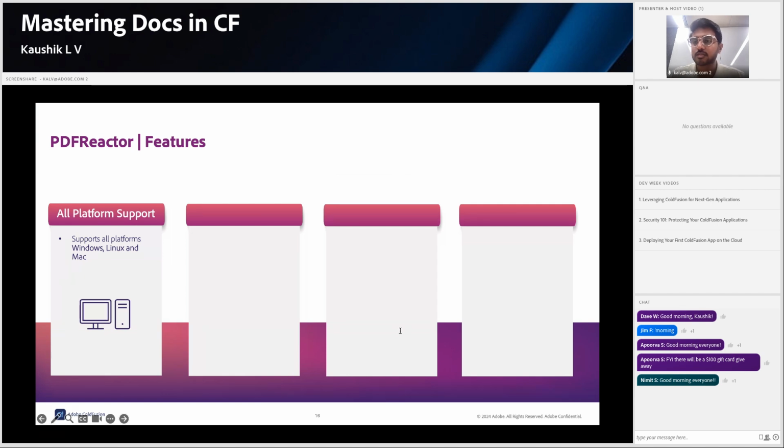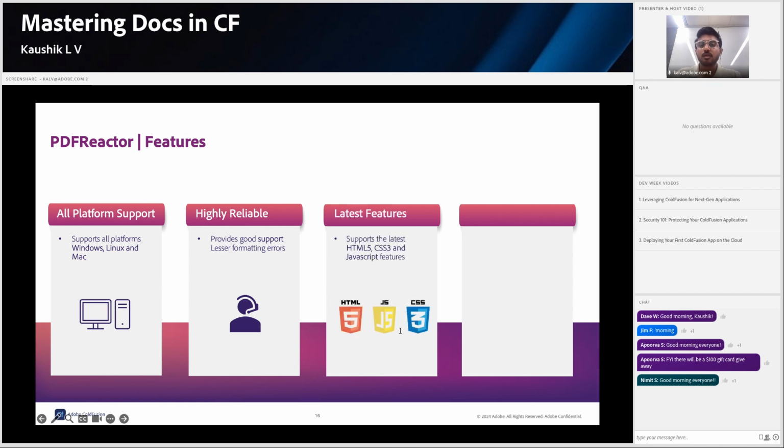So first and foremost, it is supported on all platforms, that is Windows, Linux, and Mac. It is highly reliable. They provide very good support, and it's mainly reliable because of its minimal formatting errors. So you could get as accurate a PDF as you desire. And a lot of the latest features in HTML5, CSS3, and JavaScript are all supported by PDF Reactor. It can also handle conversions of large PDFs very efficiently.